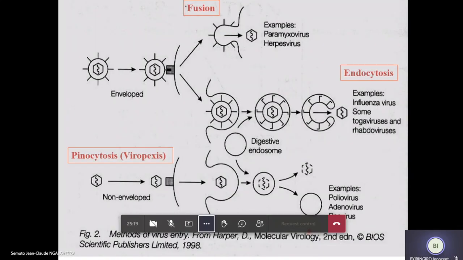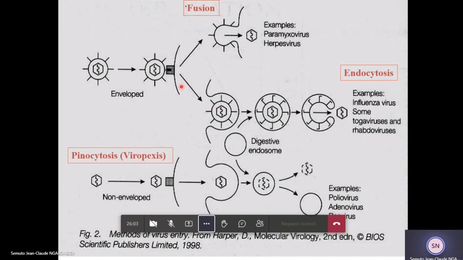So how does the virus get in? We said there are two strategies. There is fusion, which is mostly done by enveloped viruses. The envelope of the virus fuses with the membrane of the host cell. By fusing, it allows the nucleocapsid, which is inside here, to get in. Examples are paramyxoviruses and herpesviruses, which just get in like this.